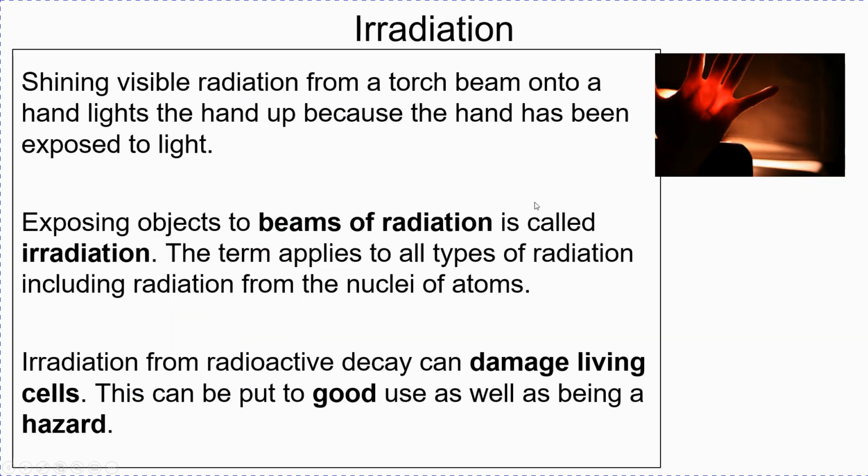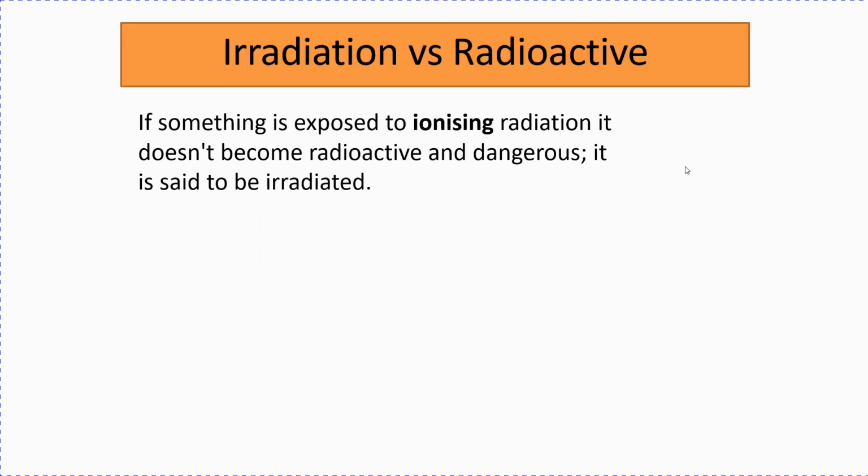Now, the other idea is this idea of irradiation. Irradiation is when objects are exposed to radiation. Like if you shine a torch onto your hand, it lights up, or it looks like it's lit up. It doesn't actually go through it, but it looks like it's lit up because your hand has been exposed to the light. So irradiation is when you are exposed to radioactive sources. It can cause damage, but it can also be used in good ways, and we'll talk about the uses tomorrow.